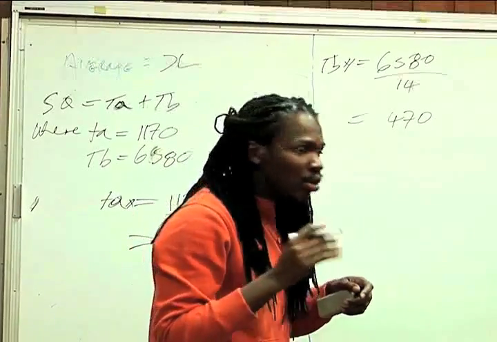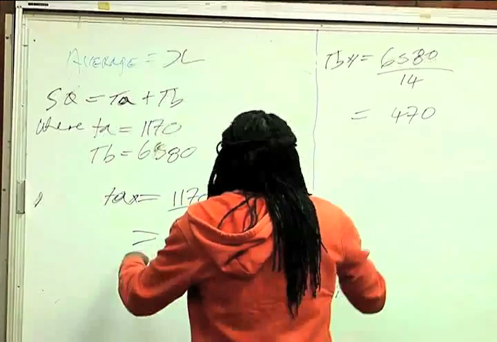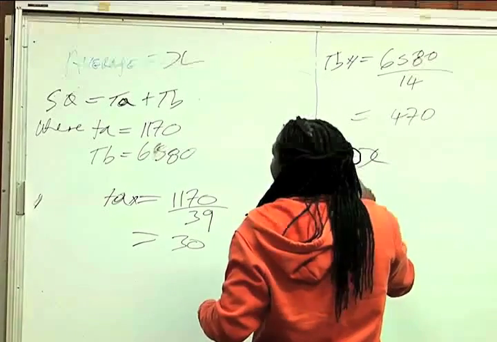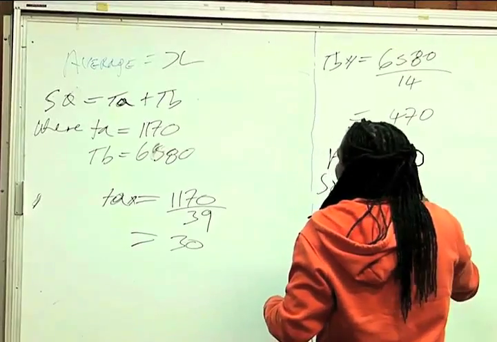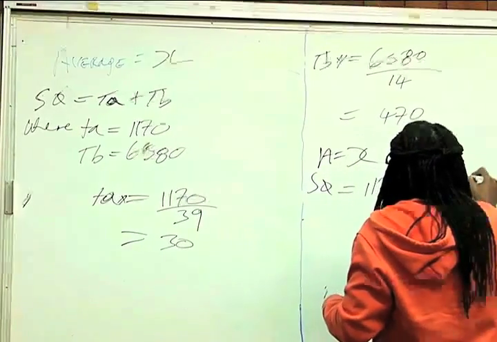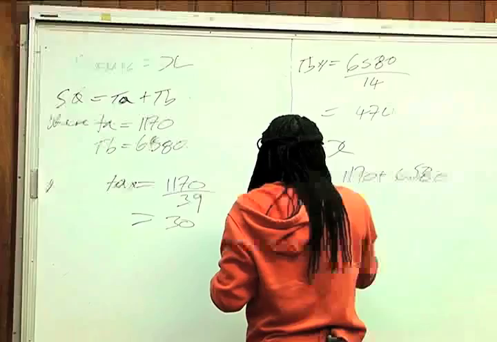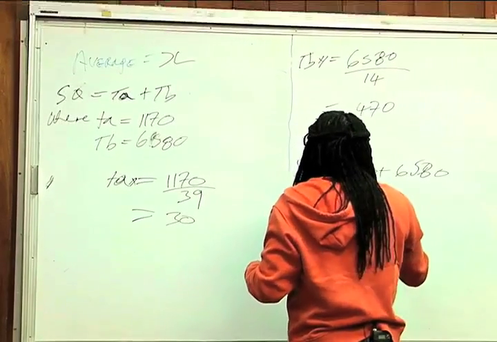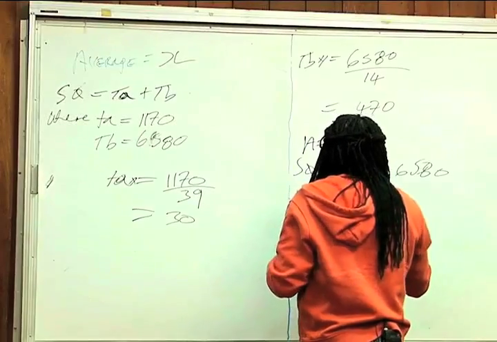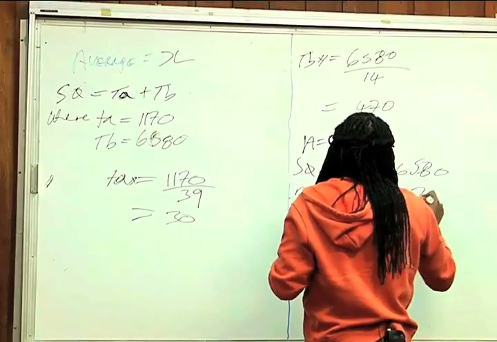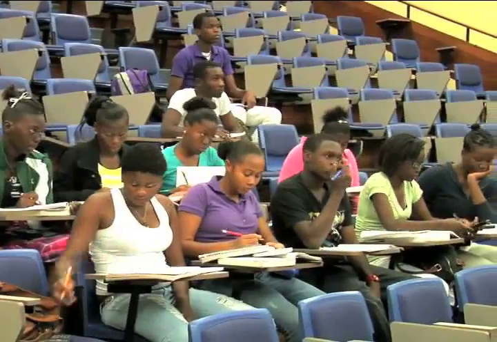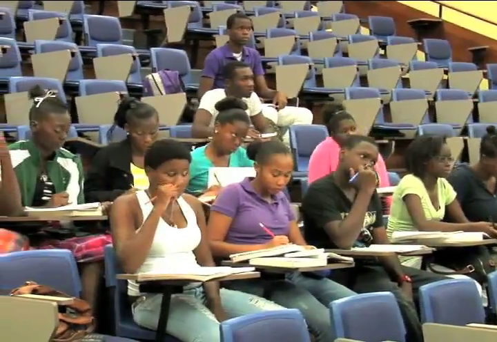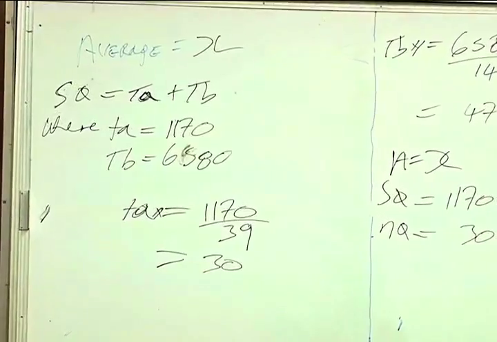Good. So that means my average X equals SQ, which is 1170 plus 6580, over NQ, which is 430 plus 470. That's the total number of people. What is the quantity that we want? You can find it in the question.